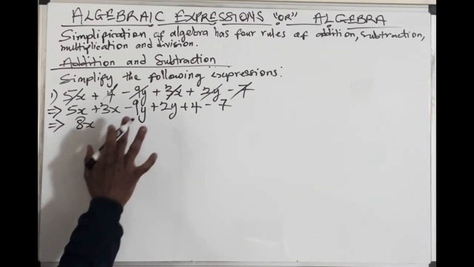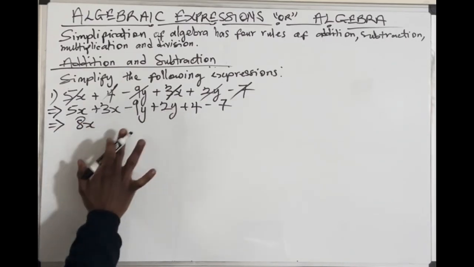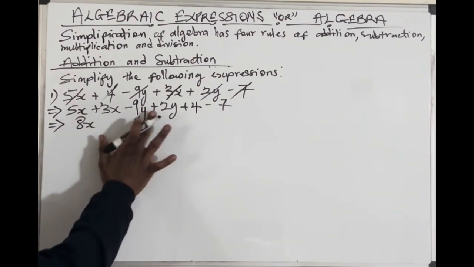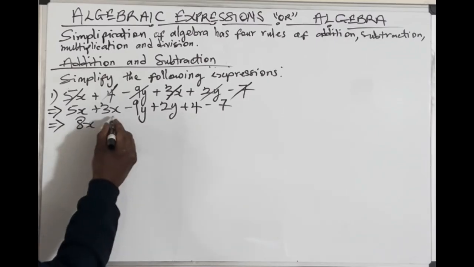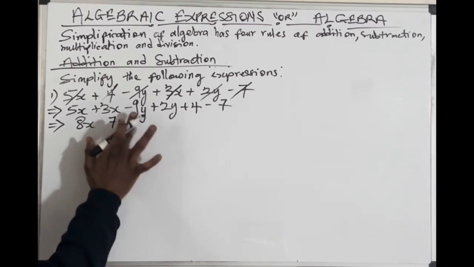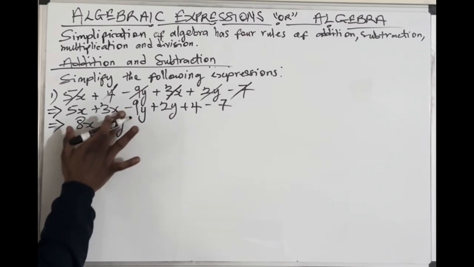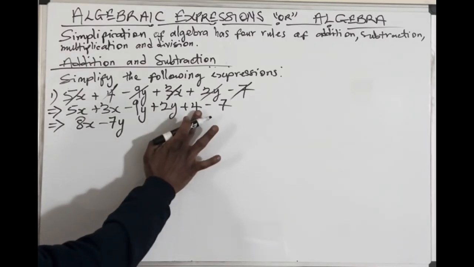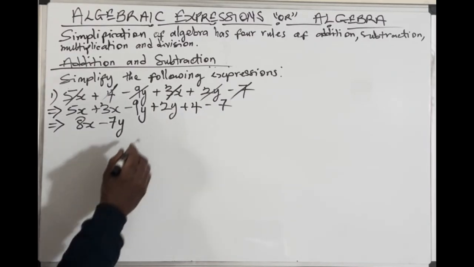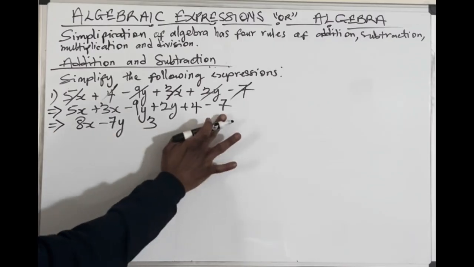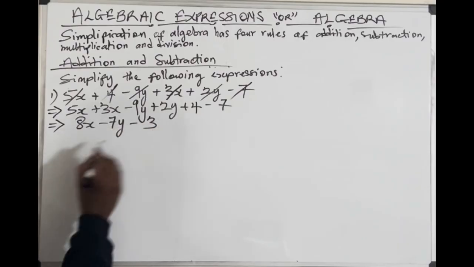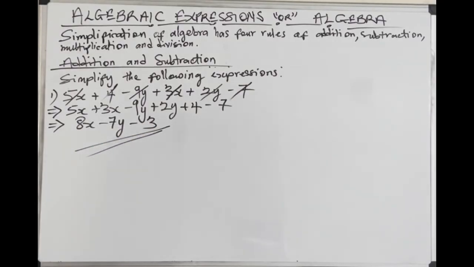8x, then minus 9y plus 2y, because there are different signs you have to subtract. So when we subtract 2 from 9, we get what? 7. So 7y. We look at the bigger number. What is it? 9. What number is attached to it? Negative. So we bring it negative. When we subtract 4 from 7, what are we going to get? 3. We look at the bigger number, 7. What sign is attached to it? Negative. So we bring negative. There's our final answer: 8x minus 7y minus 3.